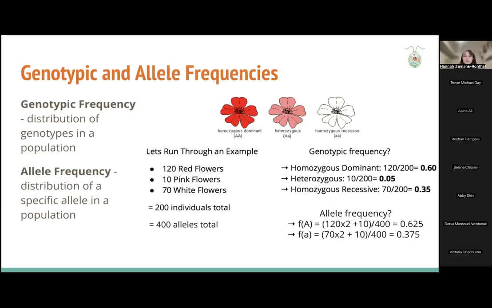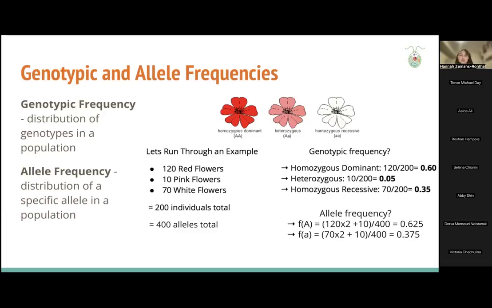So in this above example, we have 120 red flowers, 10 pink flowers, and 70 white flowers. That means we have 200 individuals total, or our population size is 200. And what that means is that we have 400 alleles total, because for each genotype, you have 2 alleles. So first, we're going to calculate genotype frequency, though.